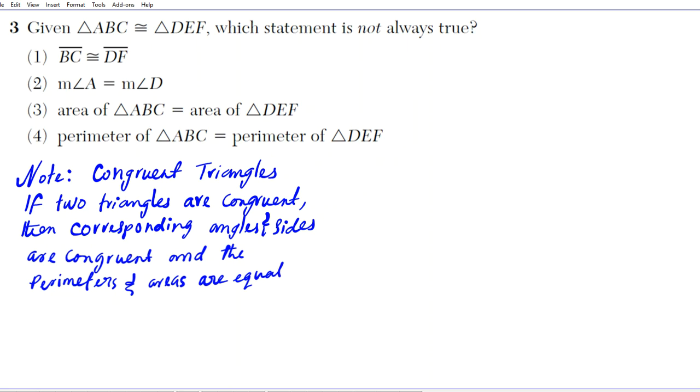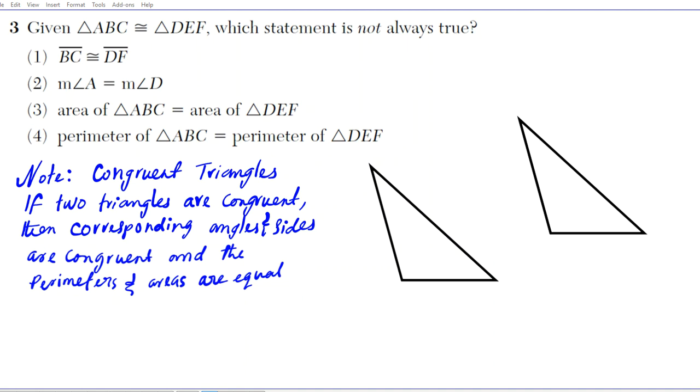So let's give ourselves a visual as to what's going on here. We're going to sketch two congruent triangles and label them. We have A, B, C. When we are naming the second triangle, we want to follow the same order. D and A are corresponding angles, so this has to be D.